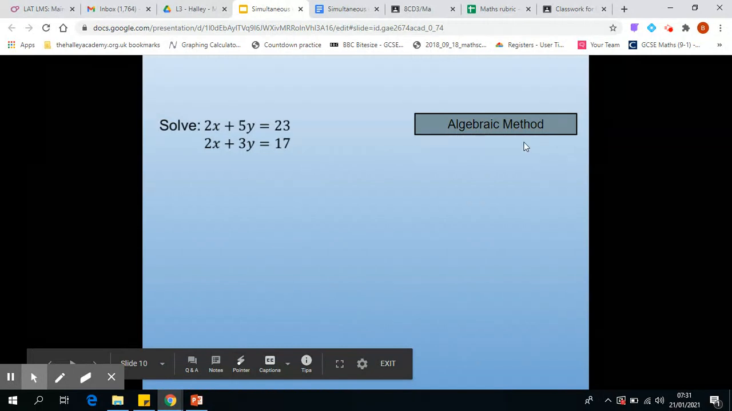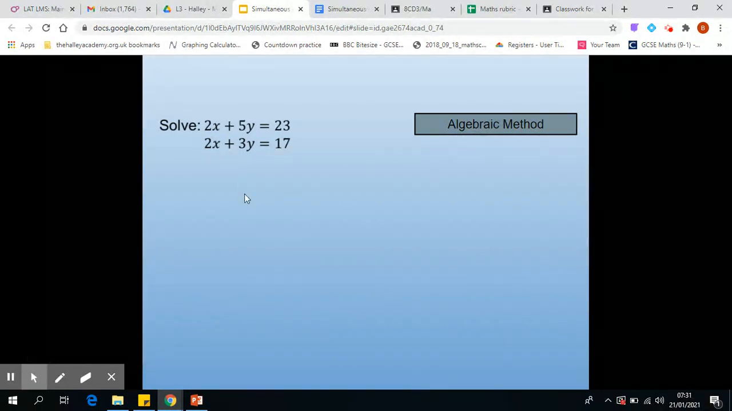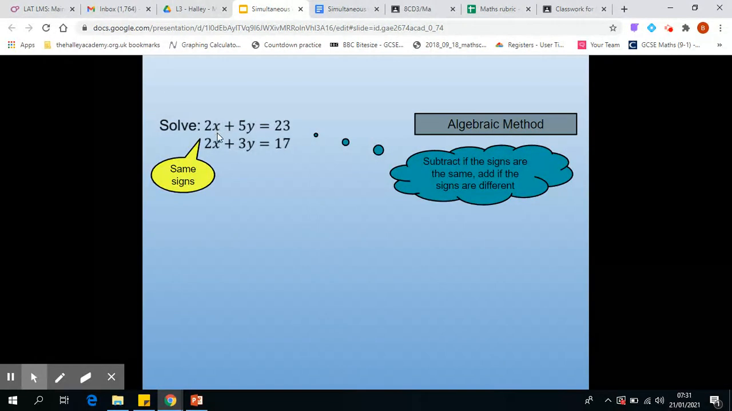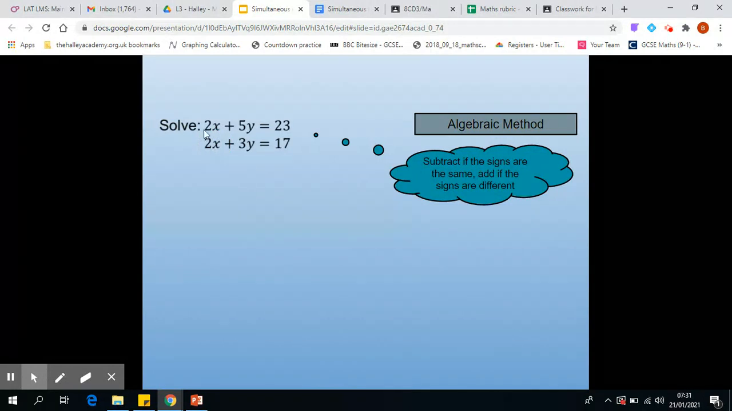Now let's look at the algebraic method, because it's not possible to draw the bar model every time if we increase the value of x or y to more than 10. Let's see algebraically how we can solve them. Here we notice the number of x's, or coefficient of x, is exactly the same. And I want to eliminate x because the coefficient of x is the same.